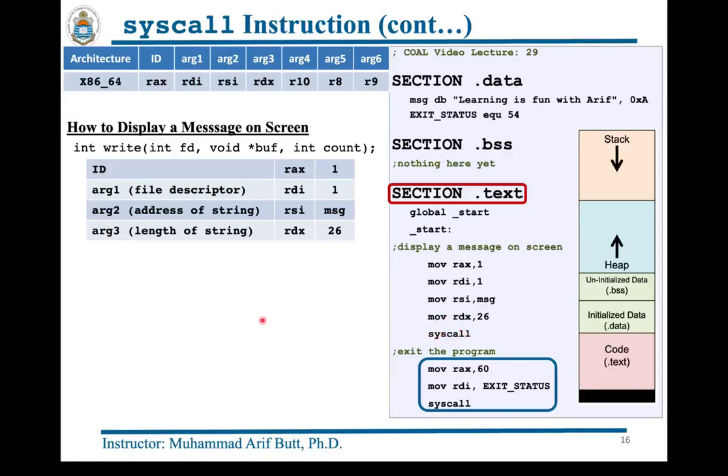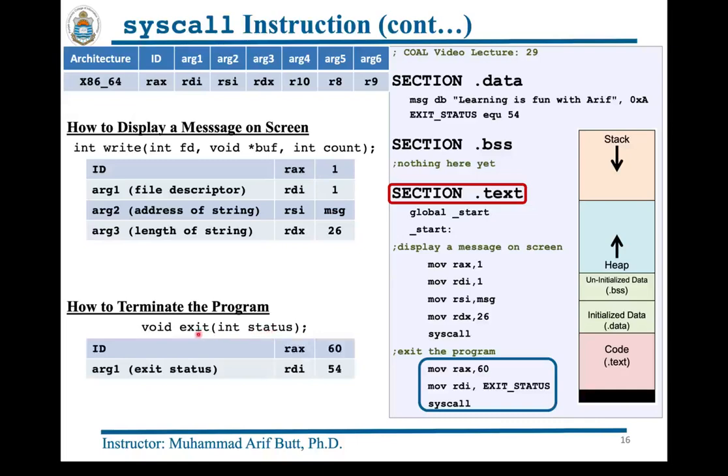And the same procedure will be followed if we want to exit the program gracefully. Remember, in C, if you want to exit the program, the system call you want to make is the exit system call with one integer value, that is the exit status. From the file I have mentioned on the previous slide, you can check out the ID of the exit system call is 60. So we need to place the ID of the system call inside the RAX register. So this is the move instruction which places the ID of the exit system call inside the RAX register.